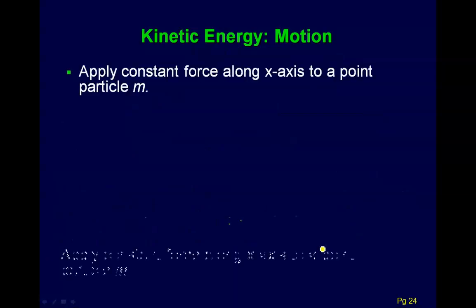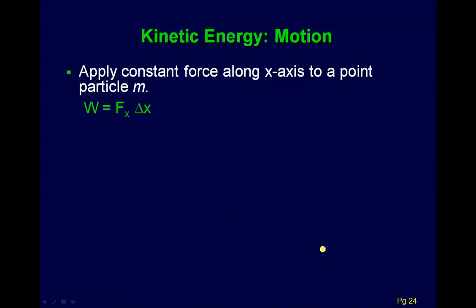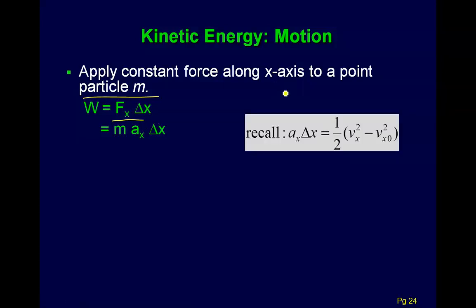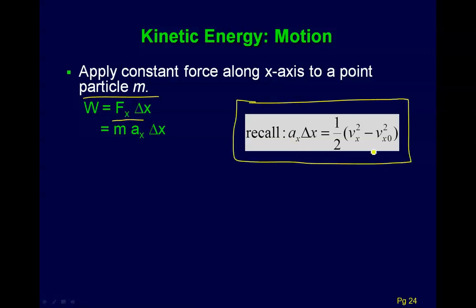Now, we're going to use this for a new theorem that we have, and so we're going to go through and calculate this theorem. So suppose I apply a constant force along the x-axis to a point particle of mass m. And so the work would be this force I'm applying times the delta x that it travels through. Now we can go back to Newton's laws, and for F_x we can write that as the mass times the acceleration. Now we had these kinematic equations, okay, and one of them looked kind of like this here.